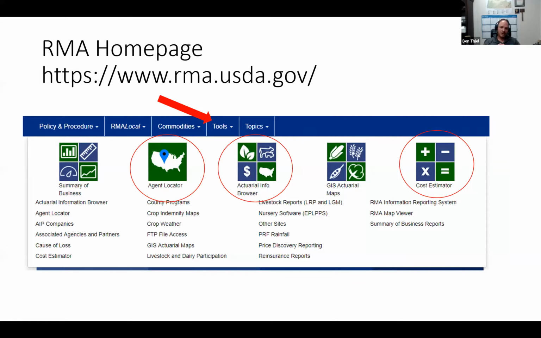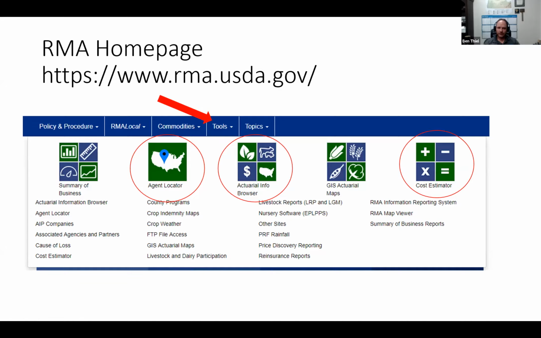The actuarial information browser, that's where you can look by crop and county to see, for one, if insurance is available for your crop in the county. You can see the prices, you can see the dates, a lot of other useful information.